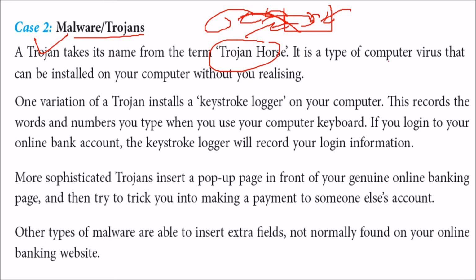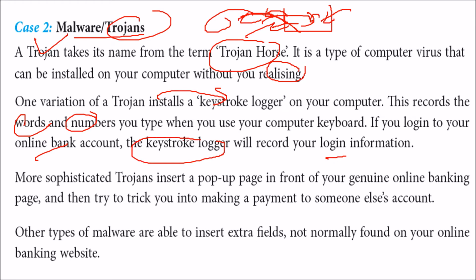So this is a type of computer virus that can be installed on your computer without you even realizing. That is what Trojans and malware are. For example, a Trojan would install a keylogger or keystroke logger on a computer. What will this do? It will record all the things you type, like the words and numbers on the keyboard. So if you log into, say, your online bank account, all your login information, the password, and the transactions will be recorded by the keylogger or keystroke logger.